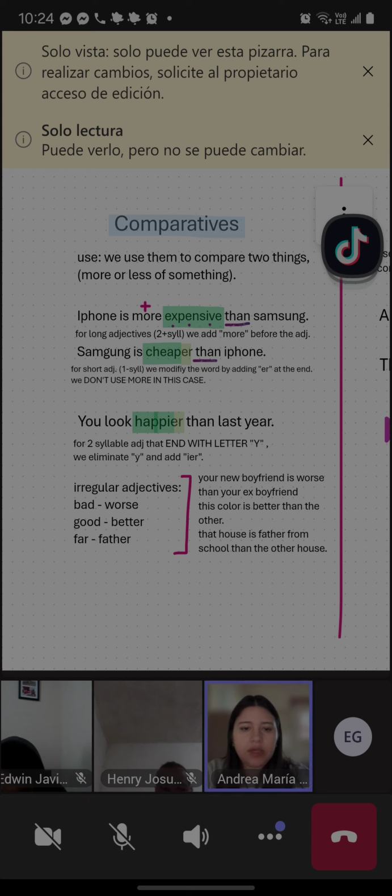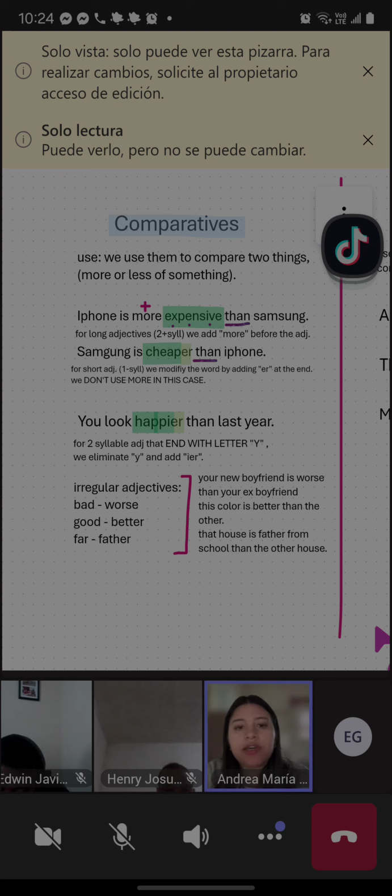For example, my mom is the most beautiful woman in the world. Okay, so I have three examples again. The first thing that you need to know about superlatives, listen, superlatives, not comparatives.